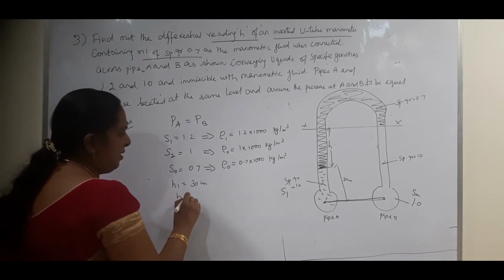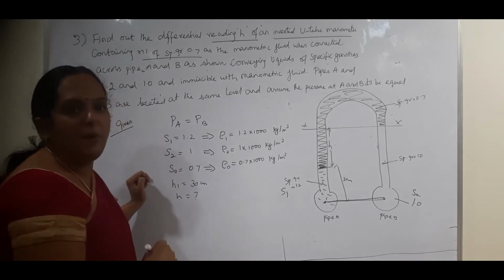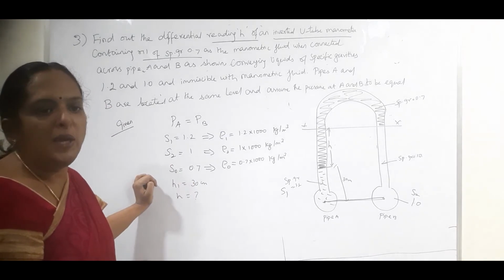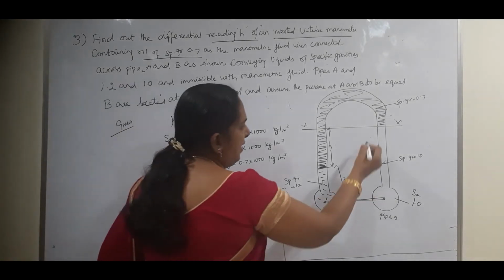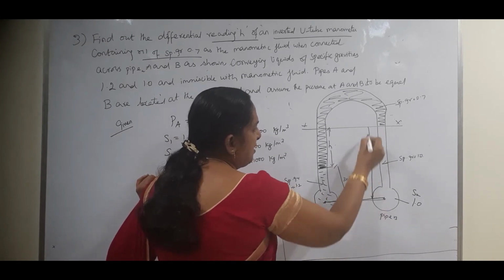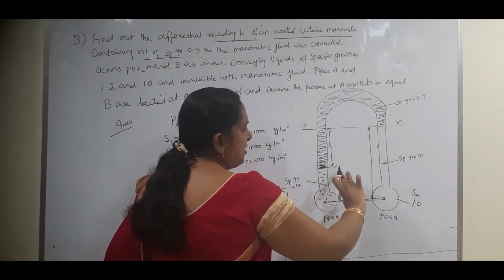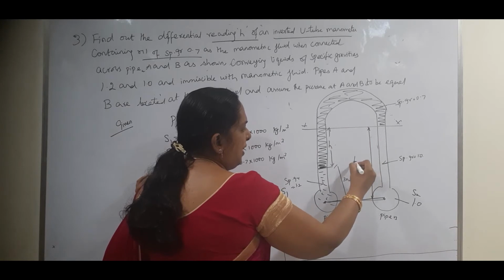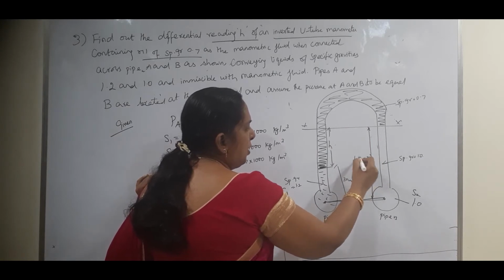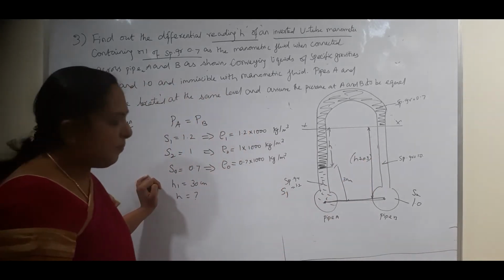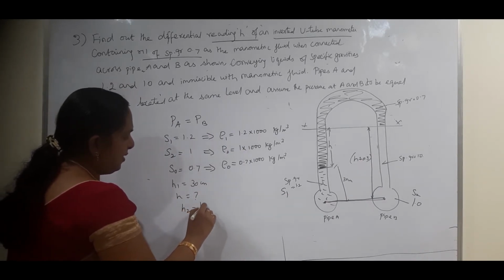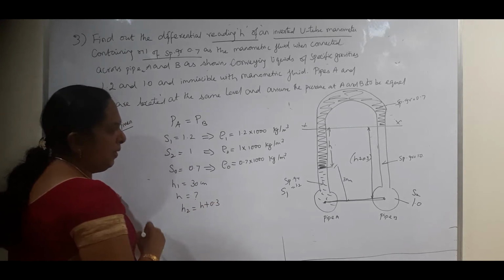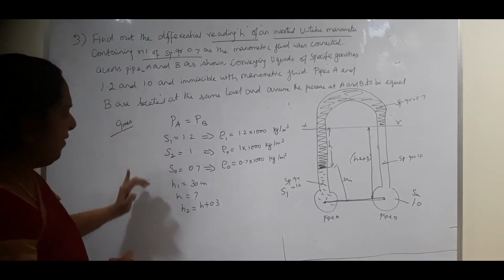H is unknown. Am I right? So H is unknown here. So what is it in the right limb? What is this height we have to find out now? What is this height? So this is H plus 30 centimeters. So I am bringing that in terms of meters, H plus 0.3. Okay. So what is that? H2 is H plus 0.3. Okay, so we have got all the values here.